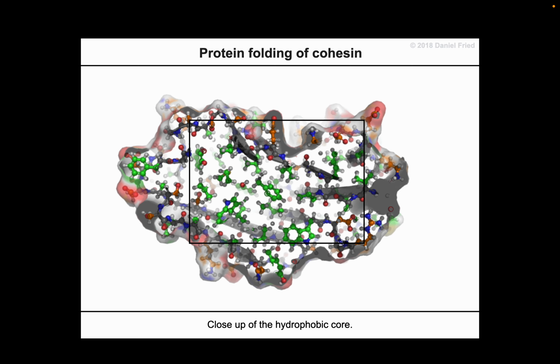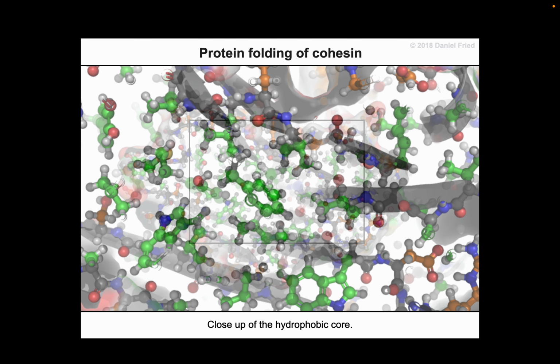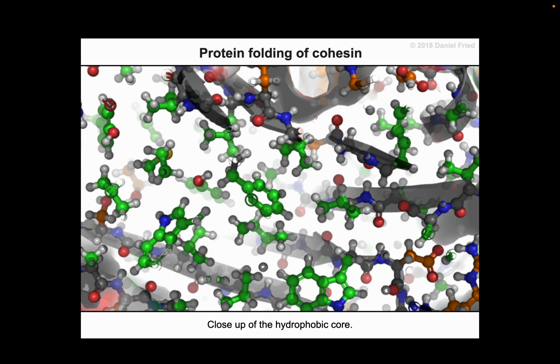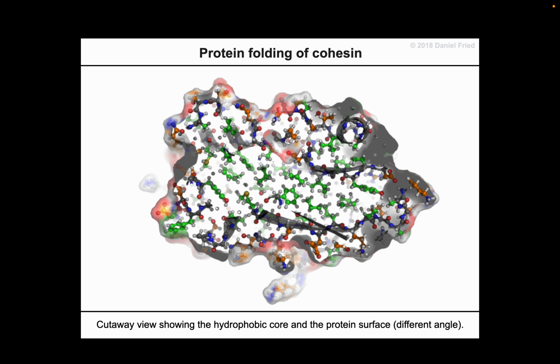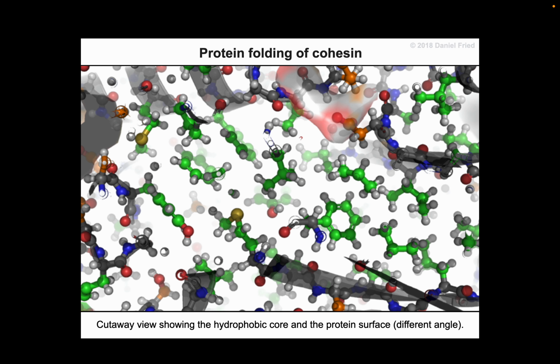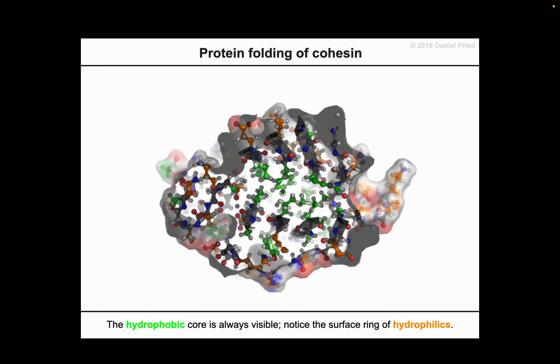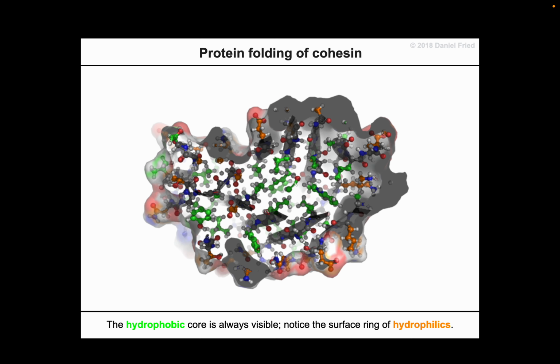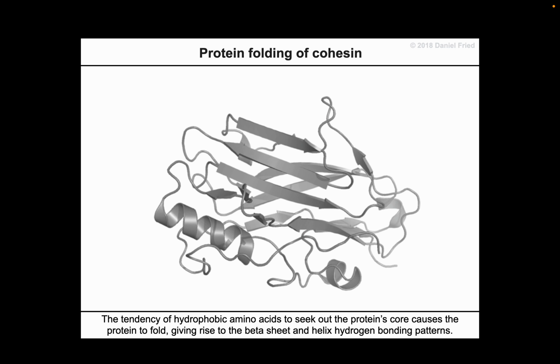Here's another view. Close up. You can notice there's tyrosine, tryptophan everywhere. Different angles. Notice the surface of the ring of hydrophobic. Then seeking out the protein's core causes the protein to fold, giving rise to the beta sheet and alpha helix hydrogen bonding patterns.